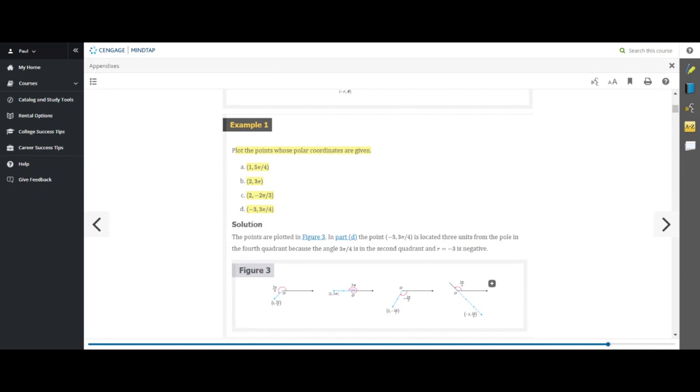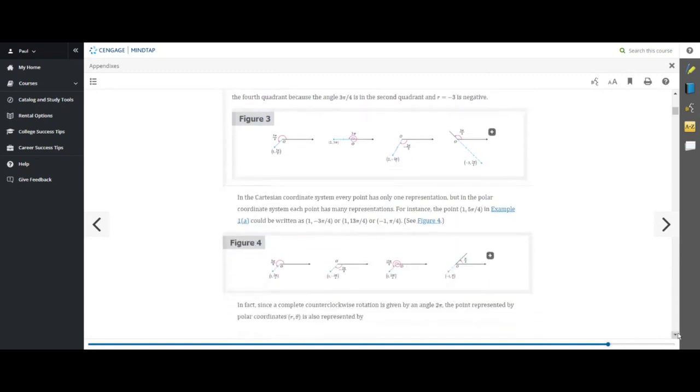All right, I'm just looking through things here a little bit. All right, so let us continue. The book has very good examples.